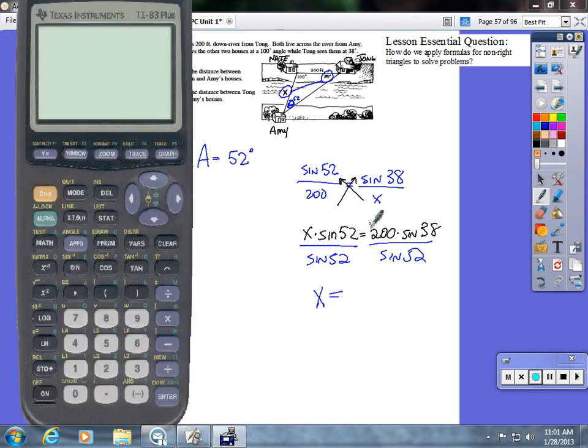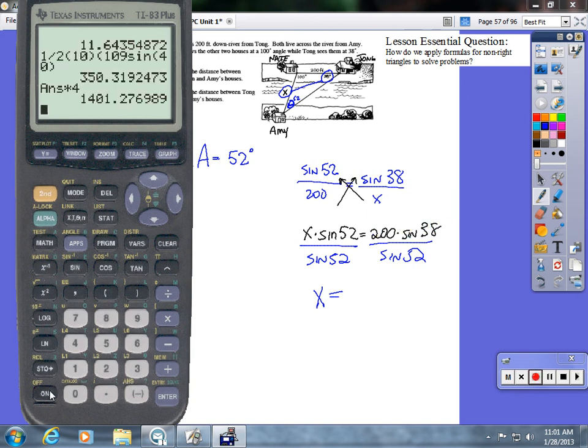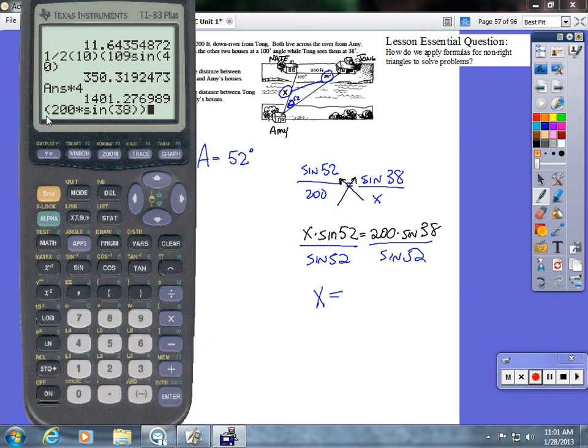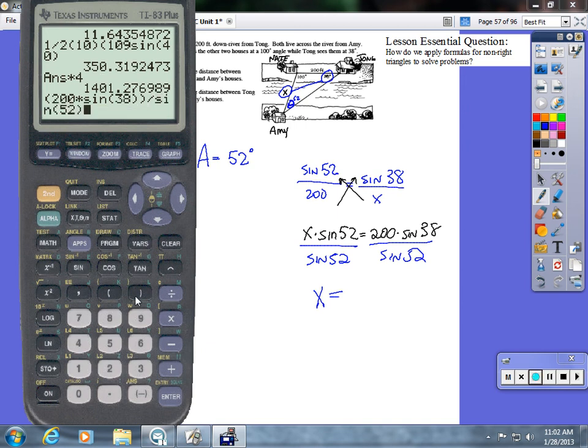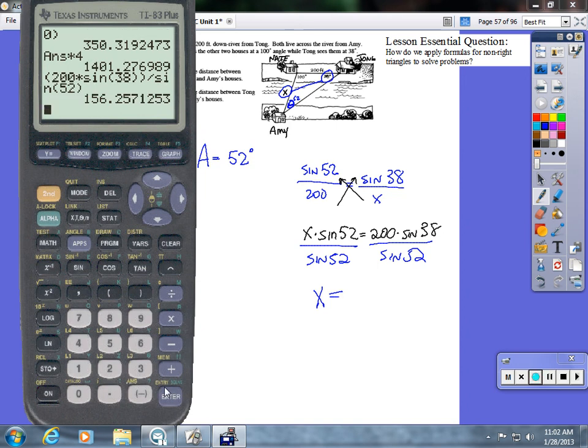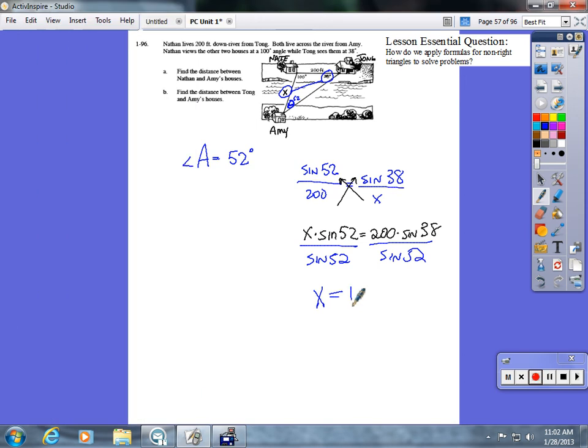The first thing I have to do is make sure I use parentheses for this top statement. So I have parentheses, 200 times the sine of 38, close parentheses for the 38, close the parentheses that I opened right here, divided by the sine of 52, and I should get my answer of 156.26 feet. So x equals 156.26 feet from Nathan and Amy's house.